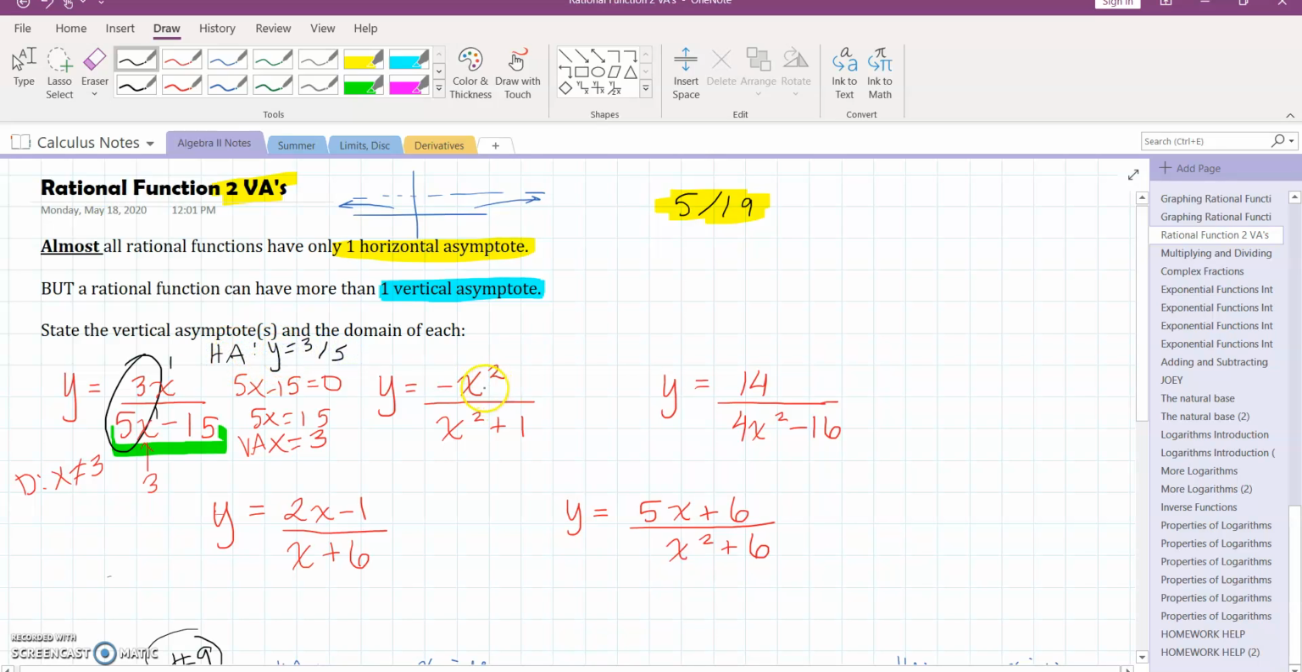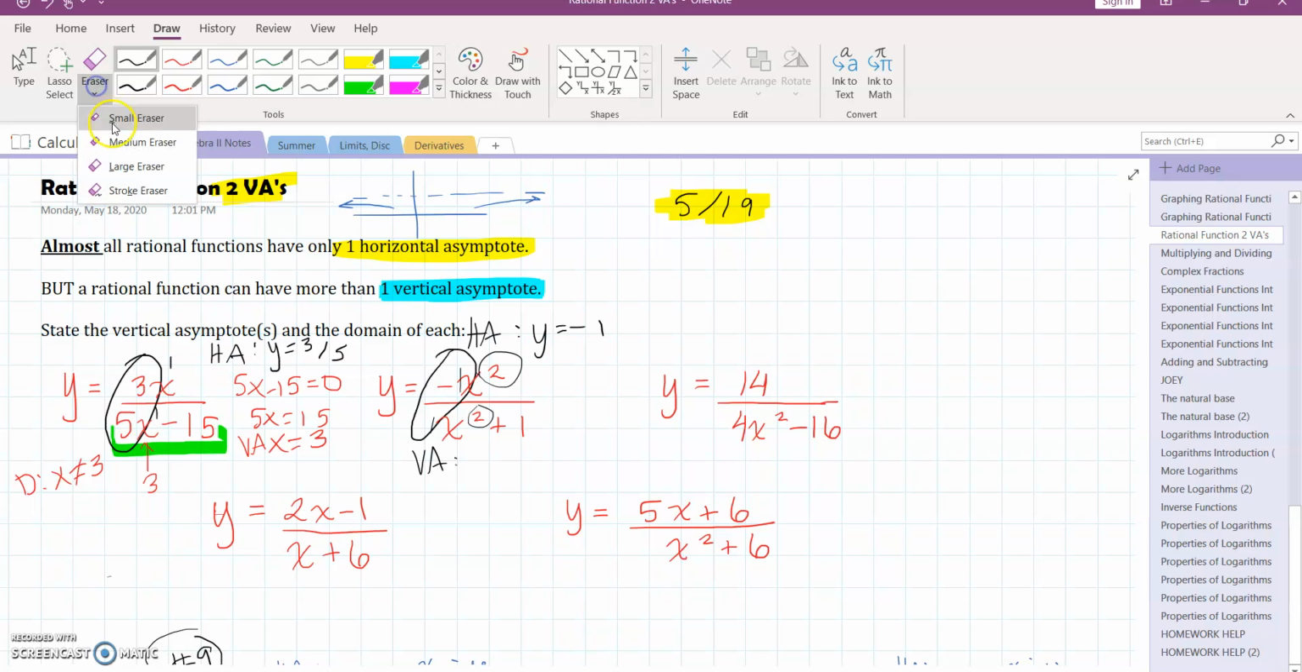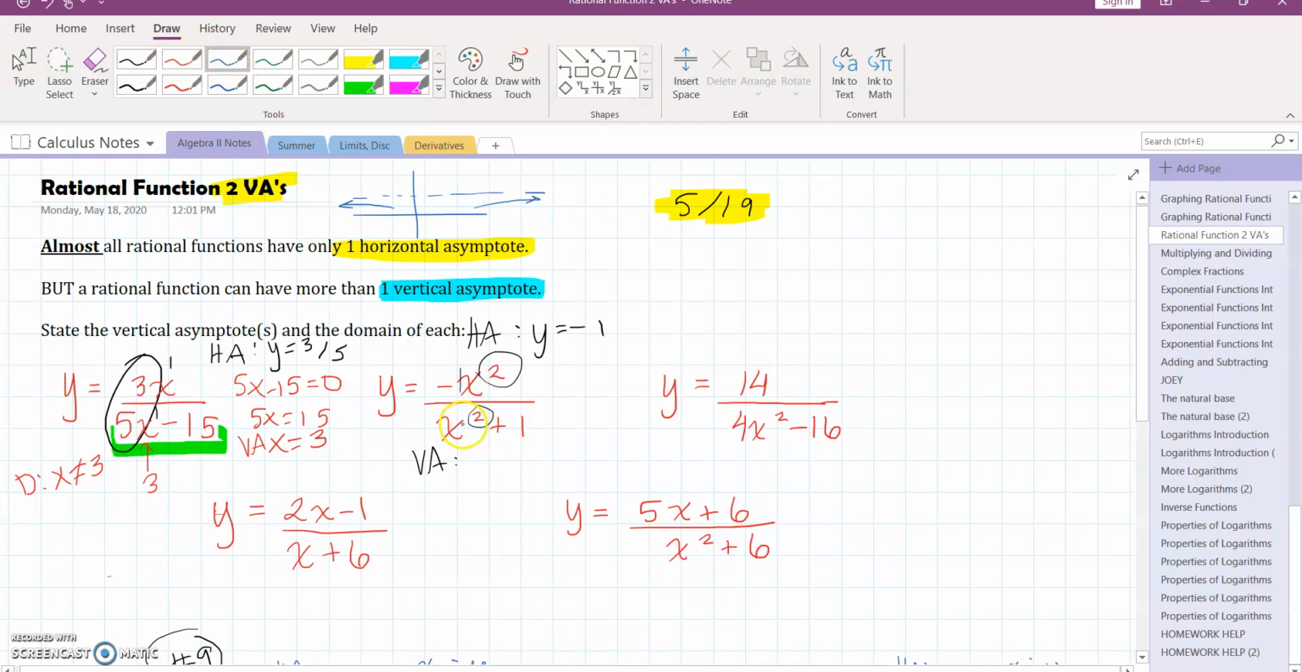If we look at this one here, your horizontal asymptote, the degrees are the same again, so you do the ratio of the leading coefficients. That'd be -1 over 1, which is -1. Let's take a look at the vertical asymptote though. We want to think, what would make my denominator be 0? So you have x squared plus 1 in the denominator. So think, what can I plug in for x that would make this whole thing be 0?